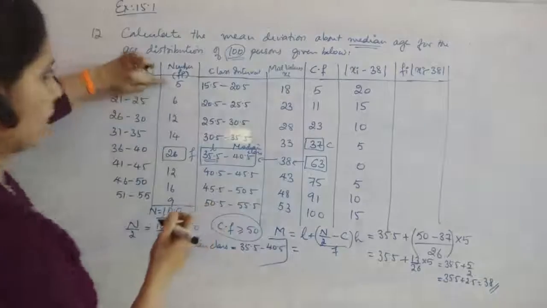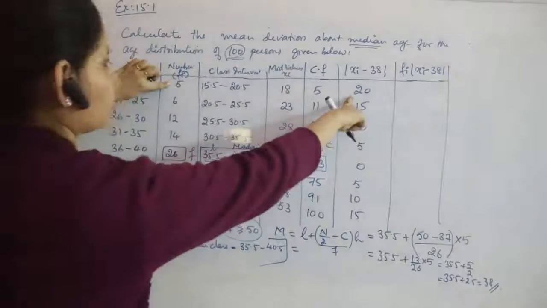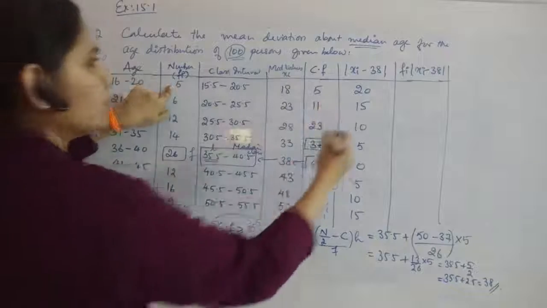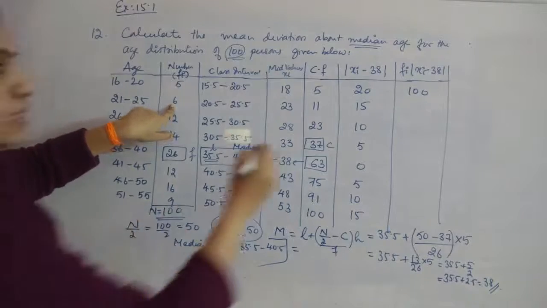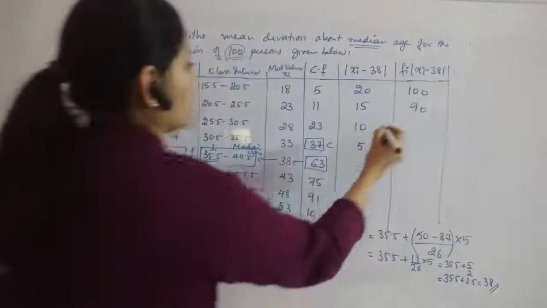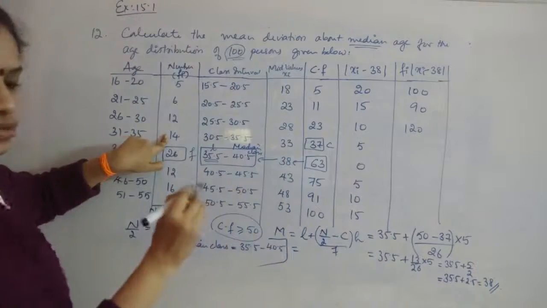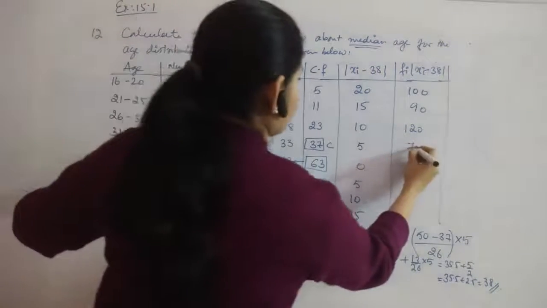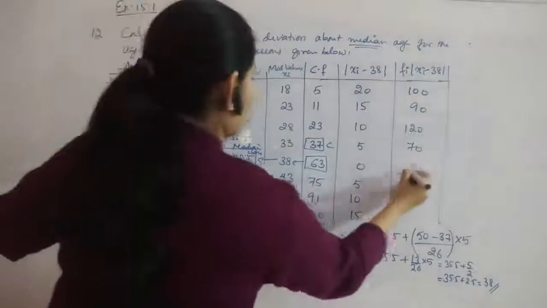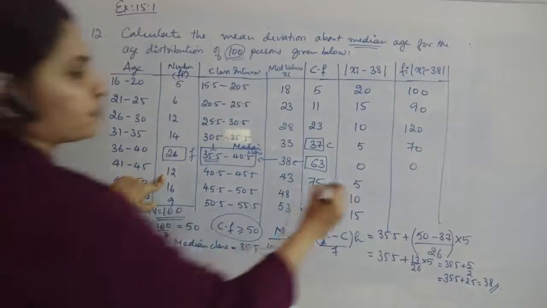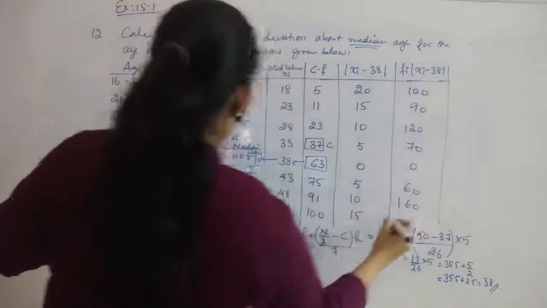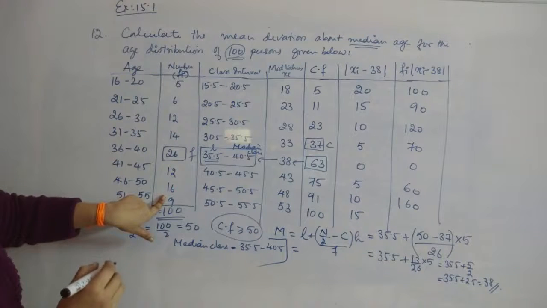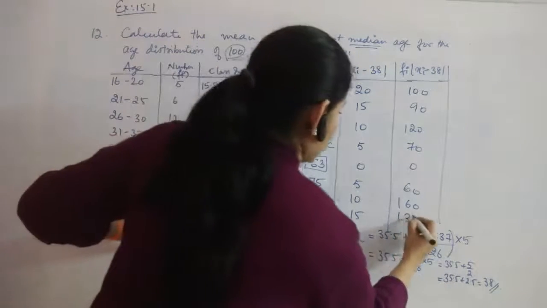Now fi into this column: fi is 5, and 5 into 20 gives 100. Then 15 into 6 gives 90, then 120, then 14 into 5 gives 70, 26 into 0, 12 into 5, 16 into 10, and 9 into 15, which gives 135. Now take the sum of all these.